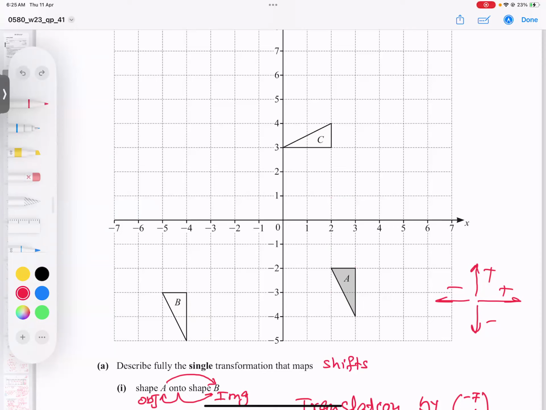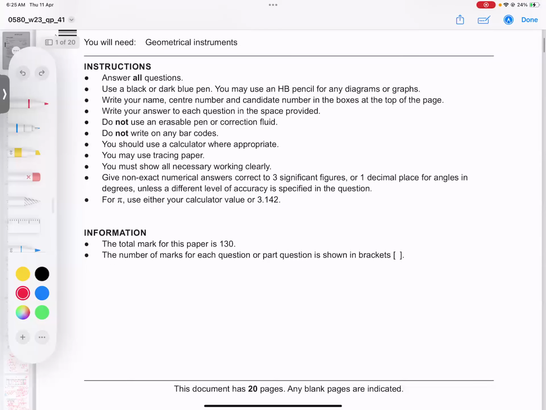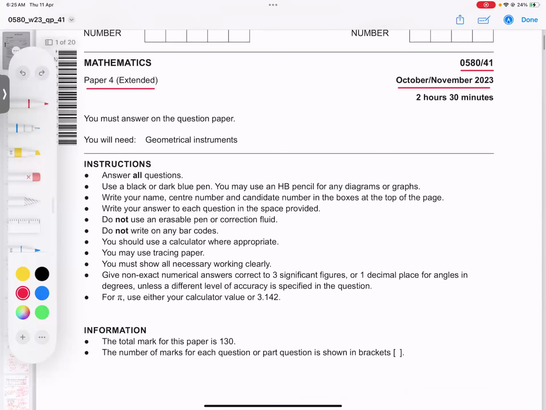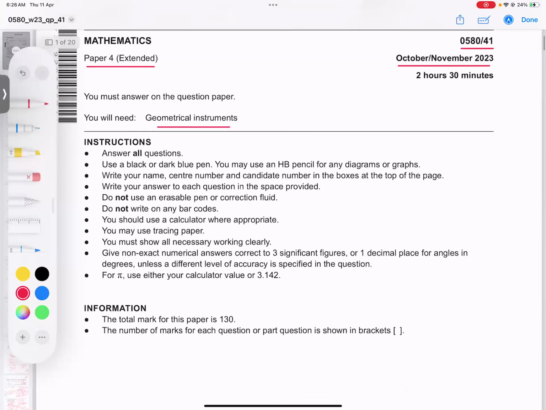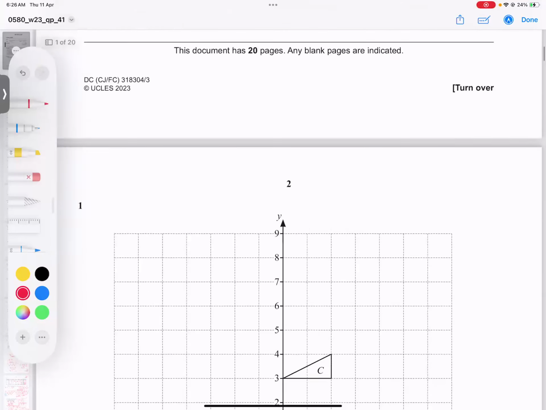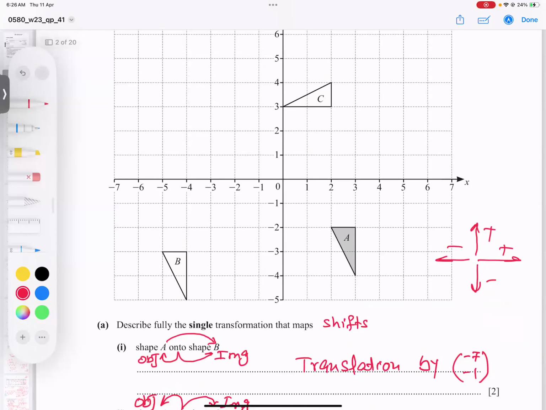So let's try to find how A is shifting onto C. We have two ways to find the center of rotation. First of all, we will find the center of rotation using the tracing paper, because in the British Council exam, tracing paper is allowed. You can see, he will tell you here. You can mention on the top maybe here, graphical instruments, and they will provide you tracing paper. So you can use tracing paper.